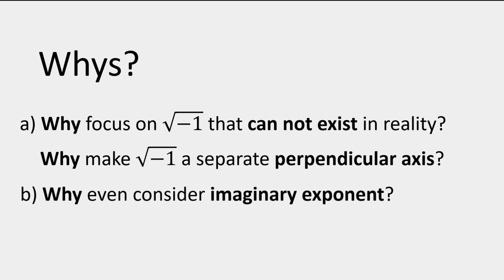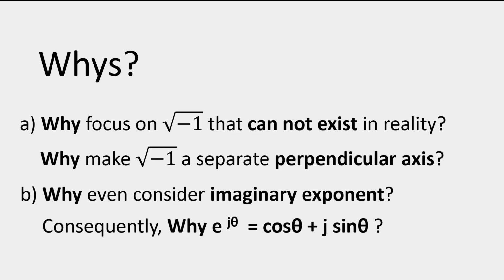Why consider an imaginary exponent, and consequently e raised to an imaginary power theta, that can equate to cos theta plus j sin theta? If you're already clear about these whys, you can skip this video. If not, carry on.